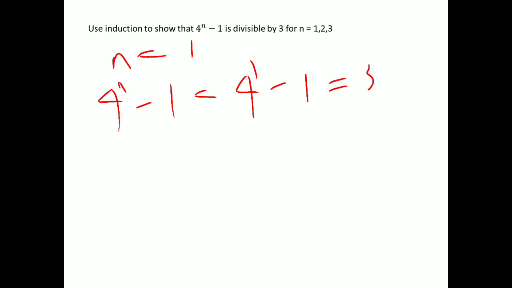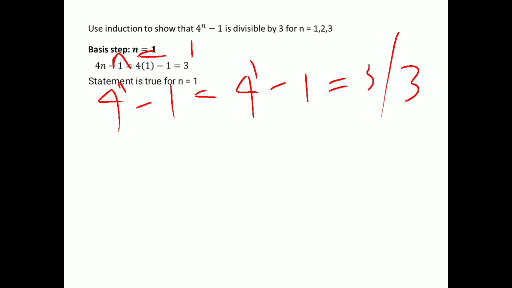Okay, the first thing is the basic step. We start with the basic step. Now the basic step means that n is equal to 1. So if we have 4 raised to power n minus 1, we substitute 1 for n, and we are going to have 4 raised to power 1 minus 1, which is equal to 3. You can see that the number we got is divisible by 3. So that means the statement is true for n equal to 1, just like we see here.